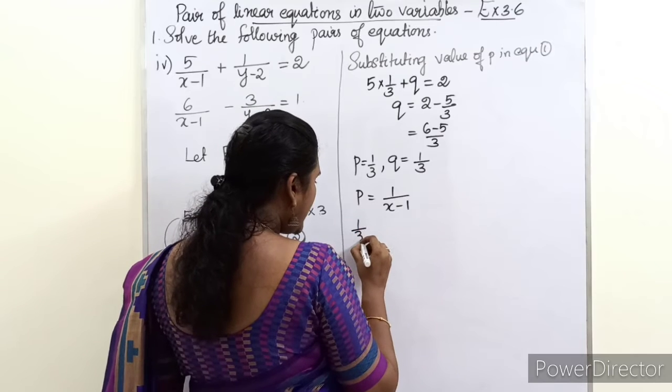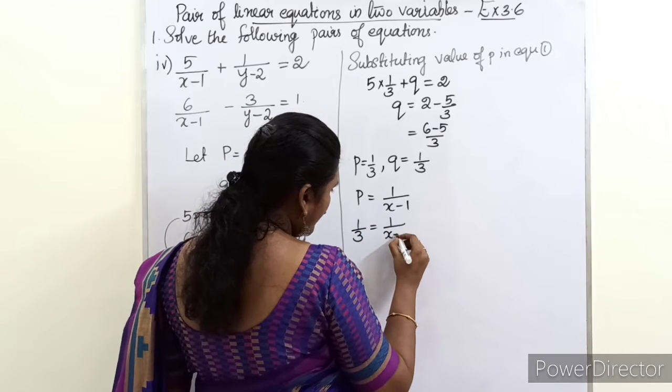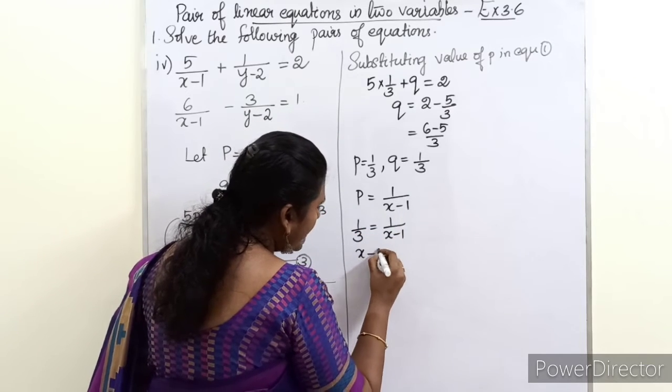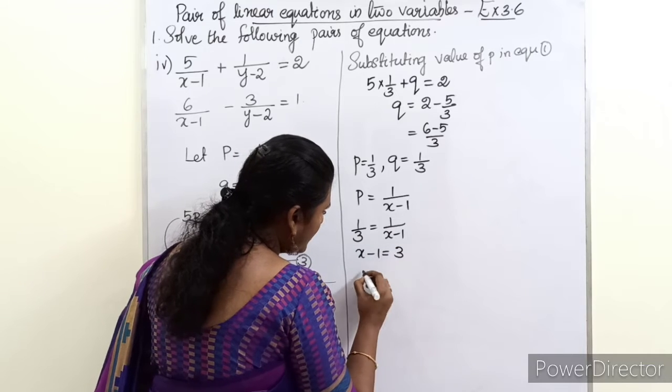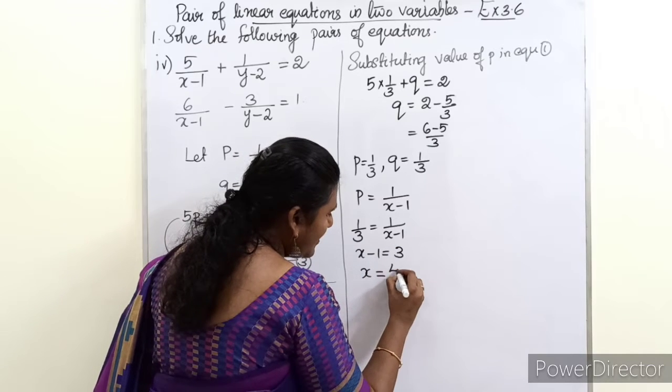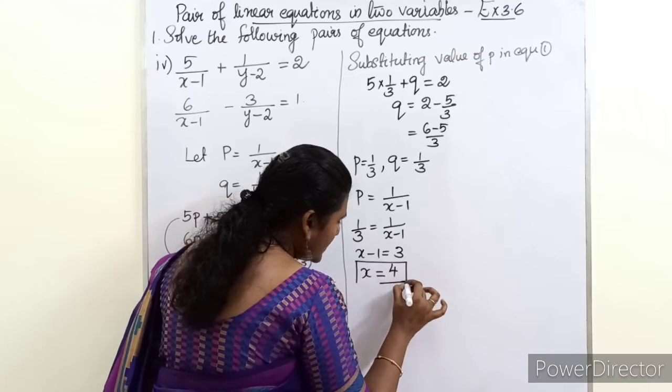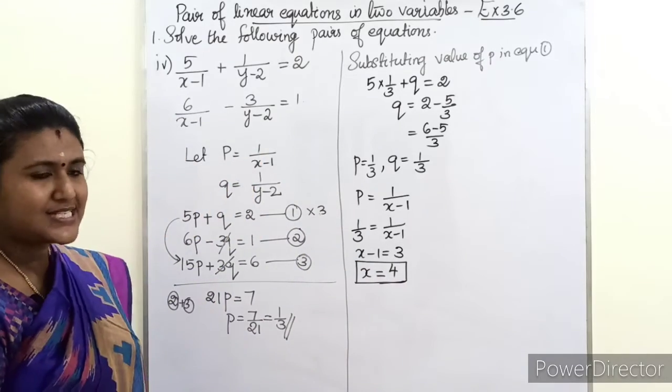So in place of p, 1 by 3 we will substitute, and when you cross multiply you will get x minus 1 equal to 3. So x is equal to 3 plus 1, that is 4. So we got the value of x as 4.